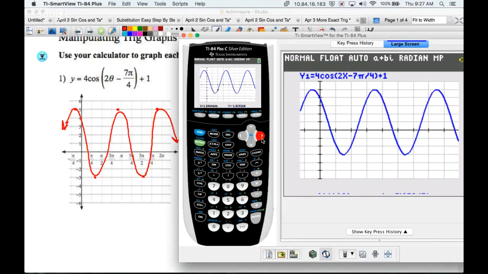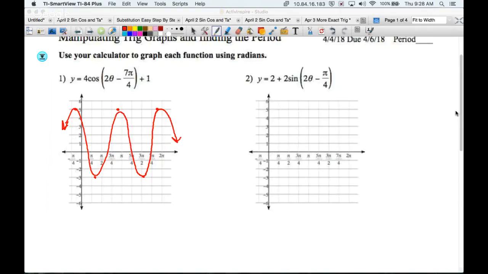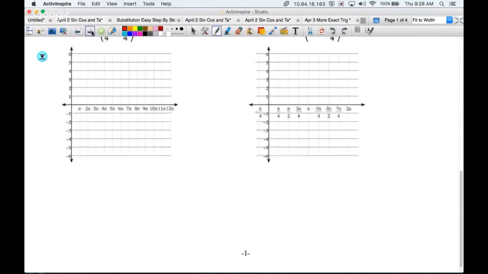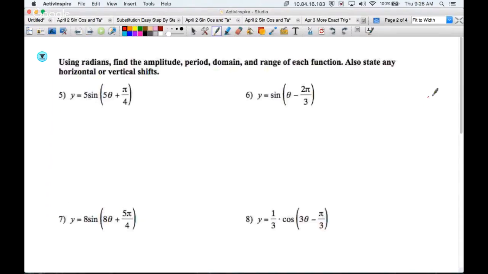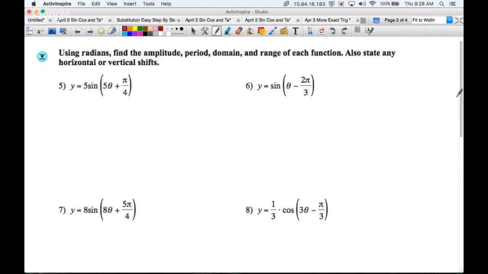All right, then I can scroll along to get more values, or just press trace and scroll along to get values. Don't know what I just did there. Oh well, on to our next thing. We'll call that good, since that was pretty long to graph that one. Just make sure you're making your windows match. Let's move on to this side.